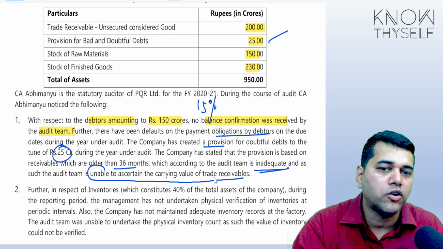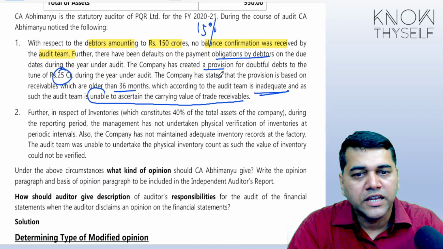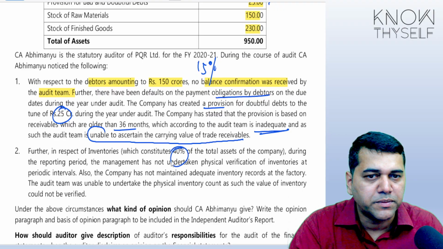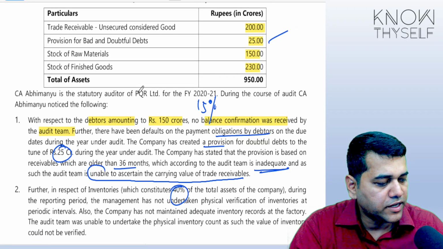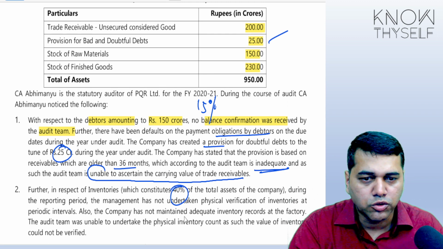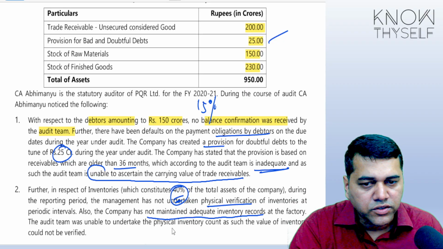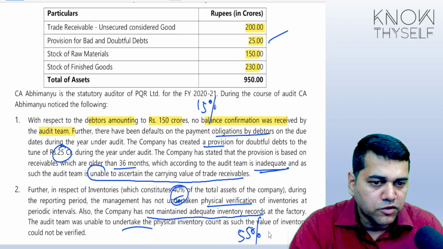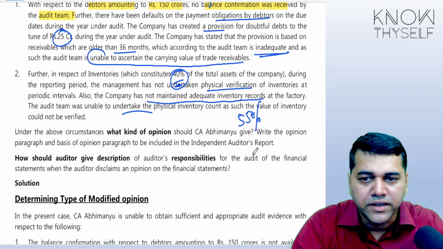Okay, first of all, we have not got the evidence about the 150 crore rupees worth of debtors now. In respect of the inventories which constitute 40% of the total assets. Okay, inventory how much now? You take 150 plus 230 divided by 950, which is total 40%. The management has not undertaken the physical verification. The company has not maintained adequate inventory records, unable to undertake the physical verification. So total 55% of the assets, you don't have any proper evidence. You are not able to obtain any evidence.